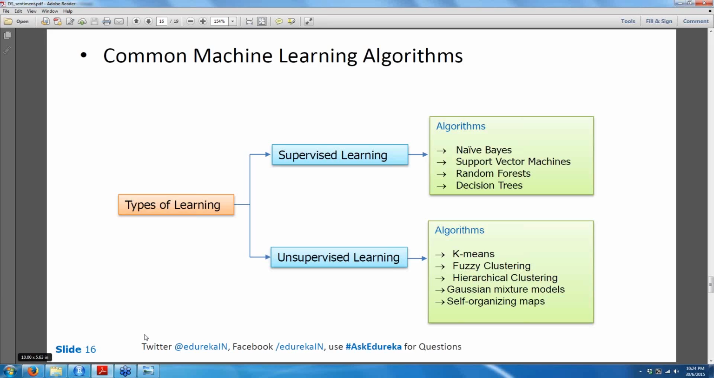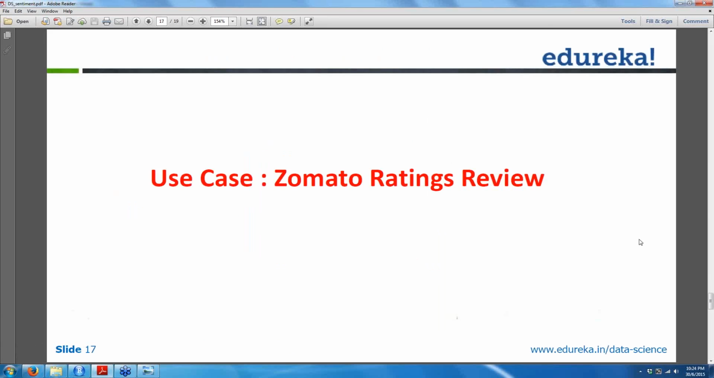There are SVMs, which Netflix uses in its recommendation engine. Random forest and decision trees are classification examples. K-means clustering, fuzzy, and hierarchical are all part of your clustering analysis techniques, right?